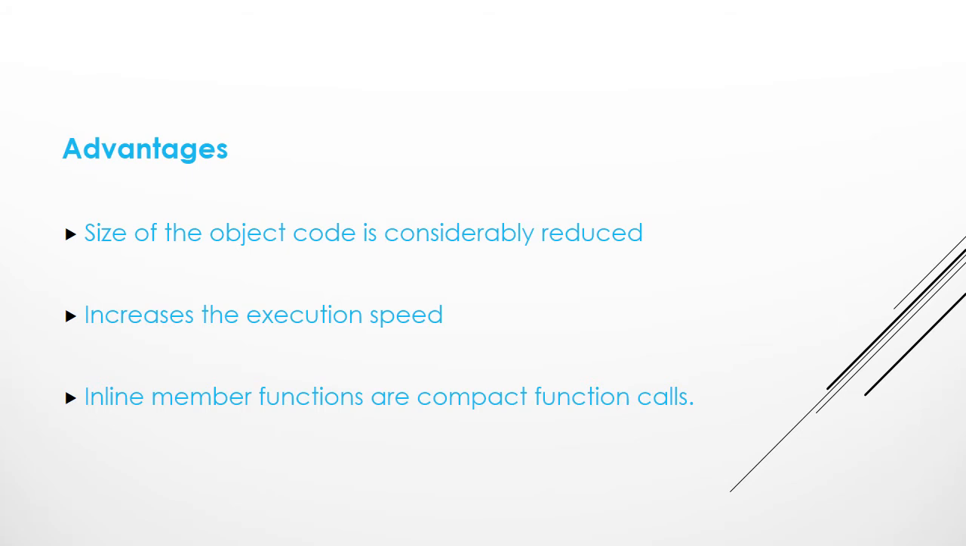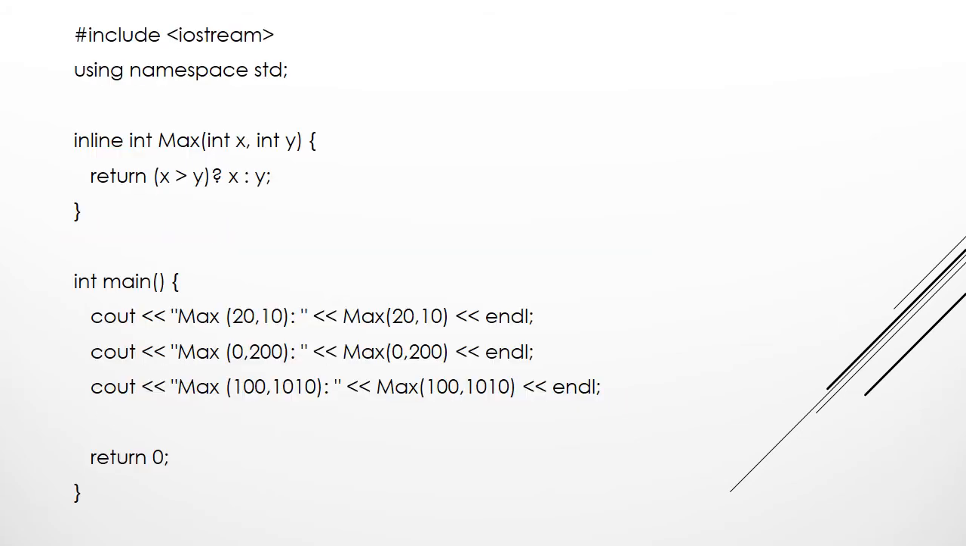As you have noticed, when we run a large program, the execution takes a bit of delay, and if the source file is very small, the execution and compiling time is very small. So since this reduces the size of my object code, that is the program file, the project file, my execution speed is also increased. The inline member functions are compact function calls. They are function calls, but they are compact in nature.